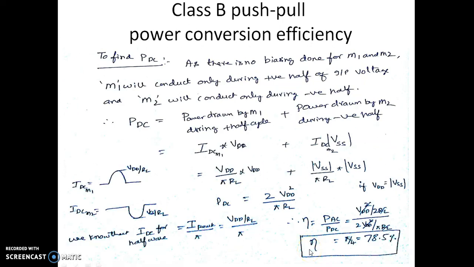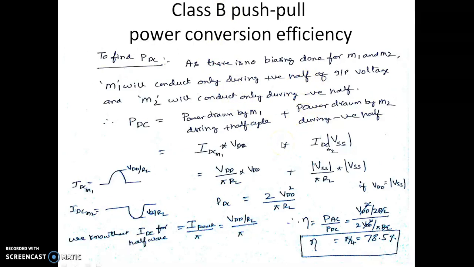A normal class A amplifier has an efficiency of hardly 25% theoretically, and using the transformer-coupled arrangement, it was increased to 50%. Now you might have observed that in the transformer-coupled or class A amplifiers, the MOSFET was biased so that current was flowing through it for the entire cycle. But in this case, each MOSFET is conducting for only half of the cycle. That's why PDC has reduced. Now PDC is 2 VDD square by pi RL. This reduced value of PDC will certainly increase the efficiency of the class B push-pull amplifier.